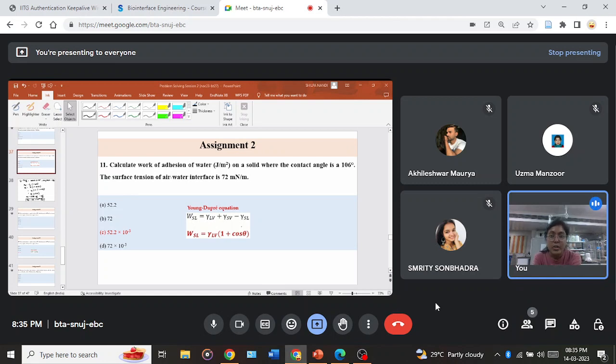So I hope this question was clear to you, how to calculate the work of adhesion of water or any liquid on a solid surface which has a certain contact angle, when you already know the surface tension of the interface.